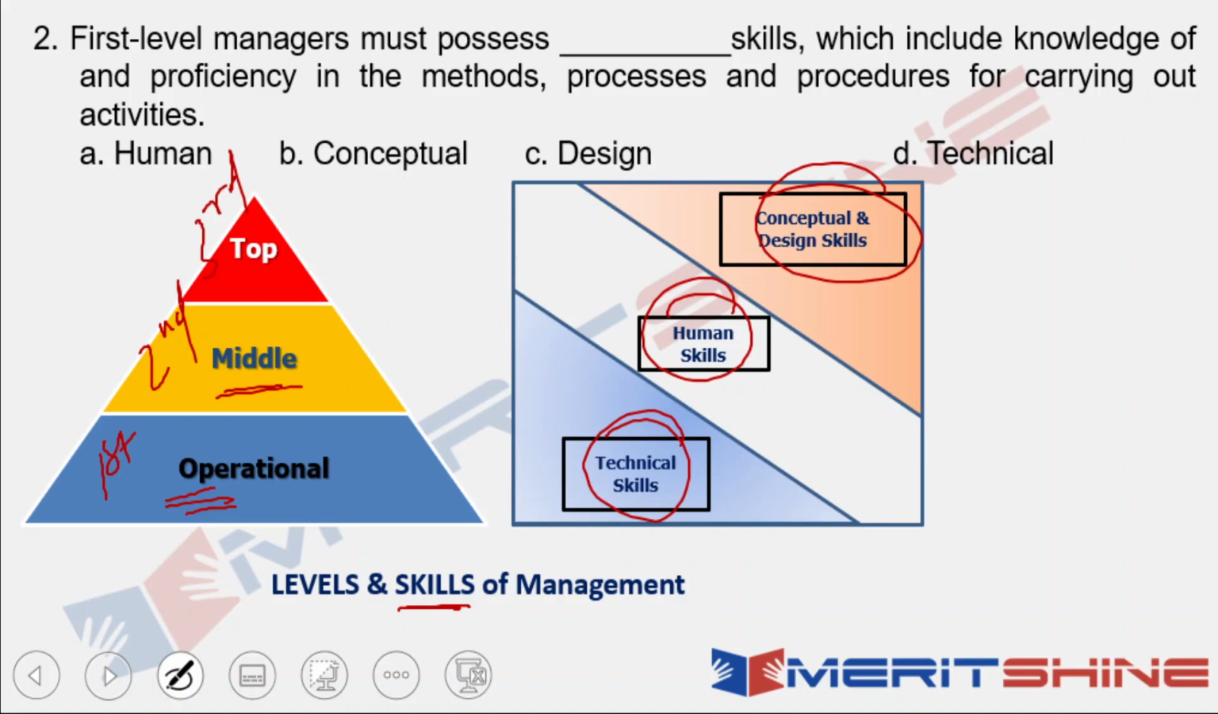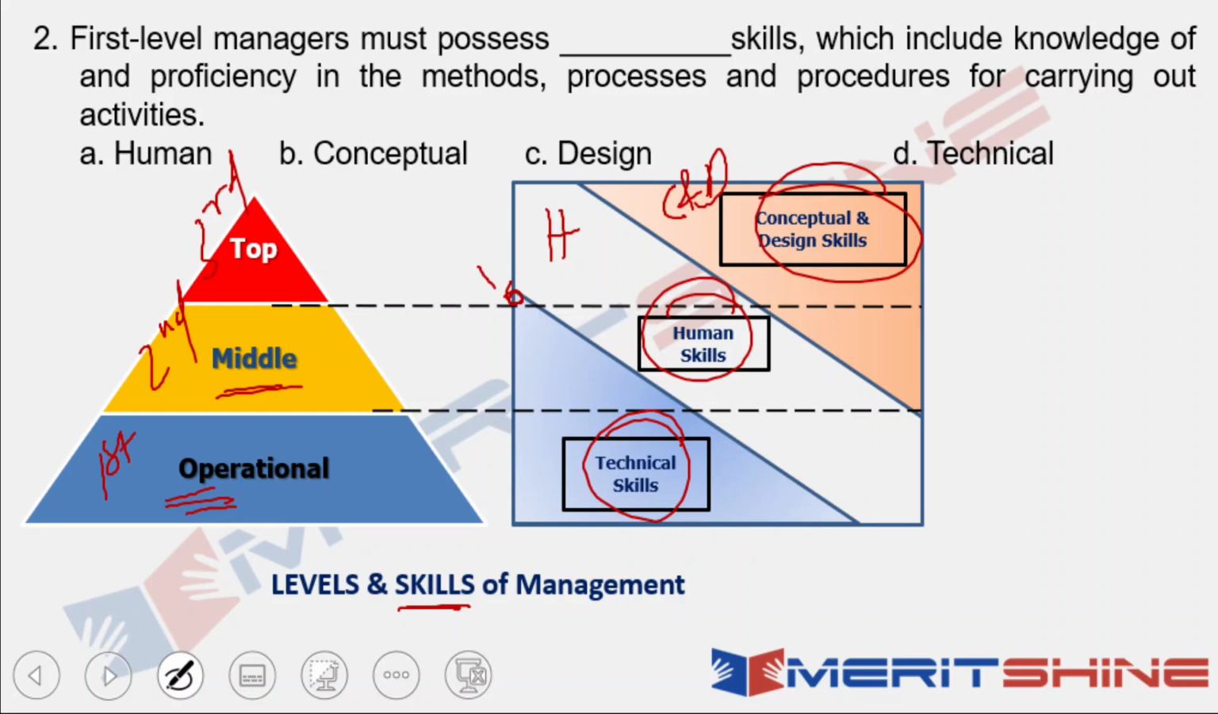Now, which kind of skill corresponds to which position in the hierarchy? Let me show that to you. If you see, these two lines show what kind of skill is needed at what place. For example, at the top, the line demarcates very clearly that the topmost person requires human skills and conceptual and design skills. Technical skills are very few, almost zero, negligible for the topmost management. The middle management guy requires technical skills, human skills and also conceptual and design skills.